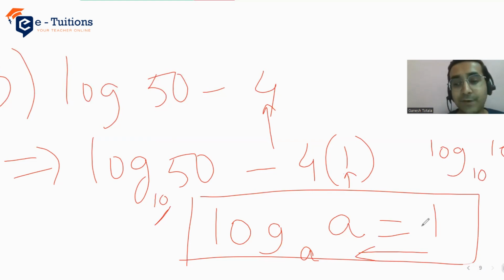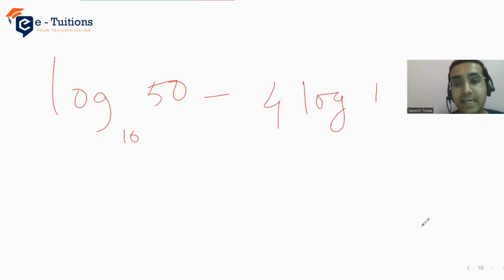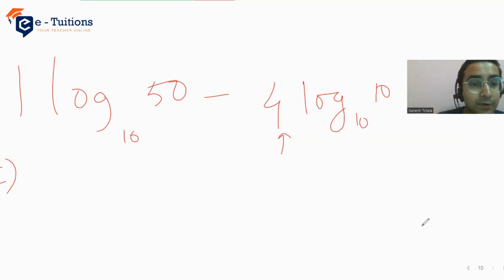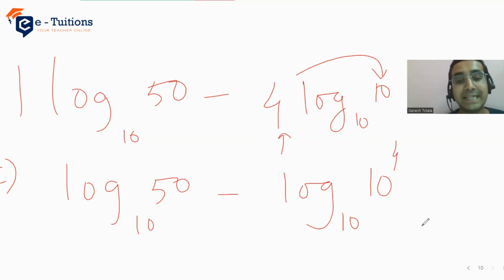Yes. So let's write it down. So log of 50 to the base 10 minus 4 into, now 1 I can write as log of 10 to the base 10. Now, as I stated, the coefficient of logarithm should always be 1. Here, the coefficient is 1, so that's not a problem. But here the coefficient is 4. So try to use the power law. So this will be log of 50 to the base 10 minus, just shift this 4 over here, so it will be log of 10 to the power 4 to the base 10.